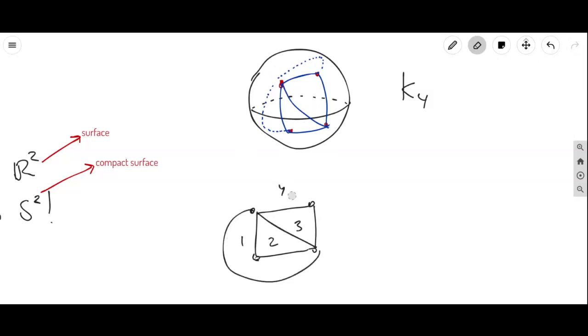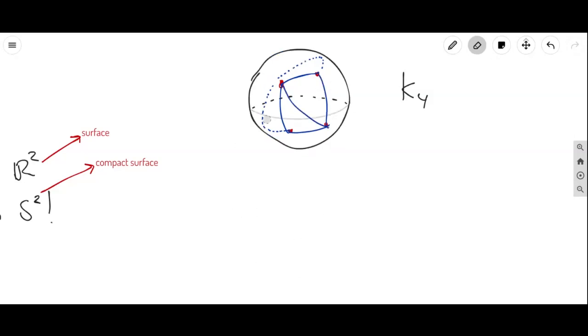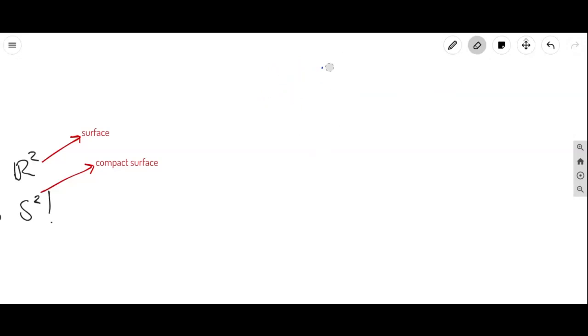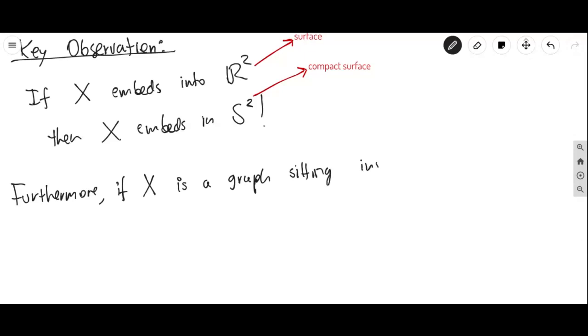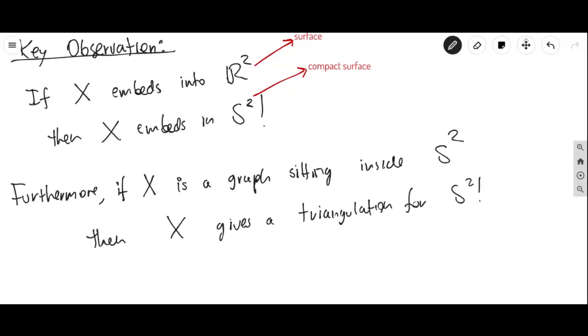So when you look at it as a graph in the plane, it's unclear why you have to include that one. But when you look at it as a graph sitting inside a sphere, then suddenly it becomes clear why that is another face. Okay, so what's the explanation? That's the key observation. And then furthermore, if X is a graph sitting inside S2, then X gives a triangulation for S2. It's giving you a triangulation.